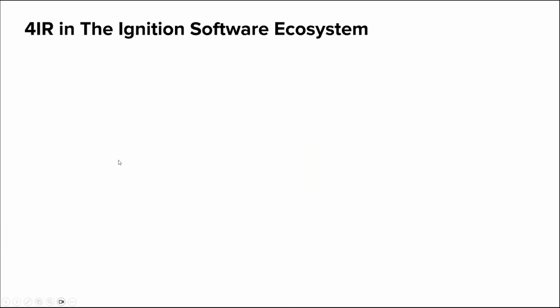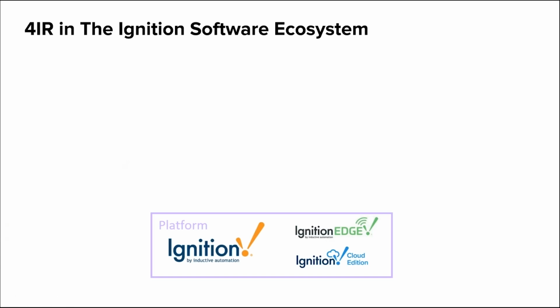So to talk a little bit about the ecosystem, I think it's important to describe how FactoryStack fits into that. So first, it's important to think about what is the platform that we're all talking about today, and the host of this particular webinar is Ignition and Inductive Automation. So there's several versions of Ignition that are used for different purposes. Ignition Edge for capturing and processing data at the edge, Ignition Cloud Edition for your cloud-based applications, and Standard Ignition, which can be used in a variety of different use cases, as has been shown in the diagram.